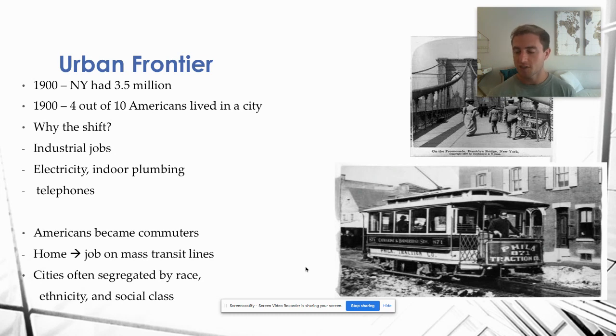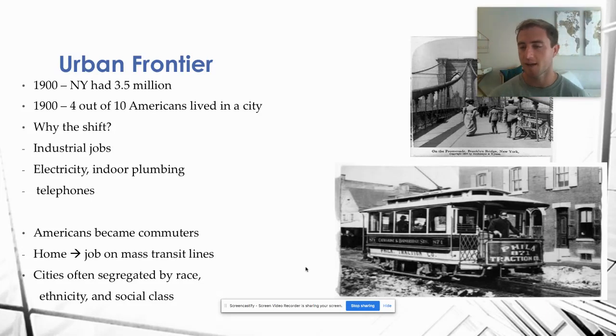But why do we see so many people moving to the cities in this time period? It's especially because of the jobs, because of mechanization. That's where the jobs are, where the factories are, where the electricity is and the telephones and all of these new consumer comforts. And so people are moving to the cities, and Americans are becoming commuters. If they're not living in the city, they would come to the city for work.